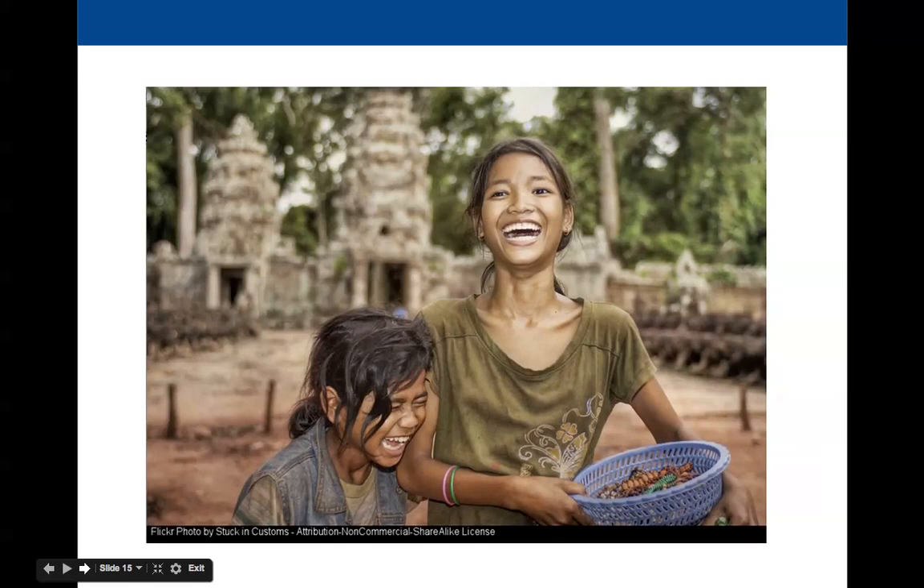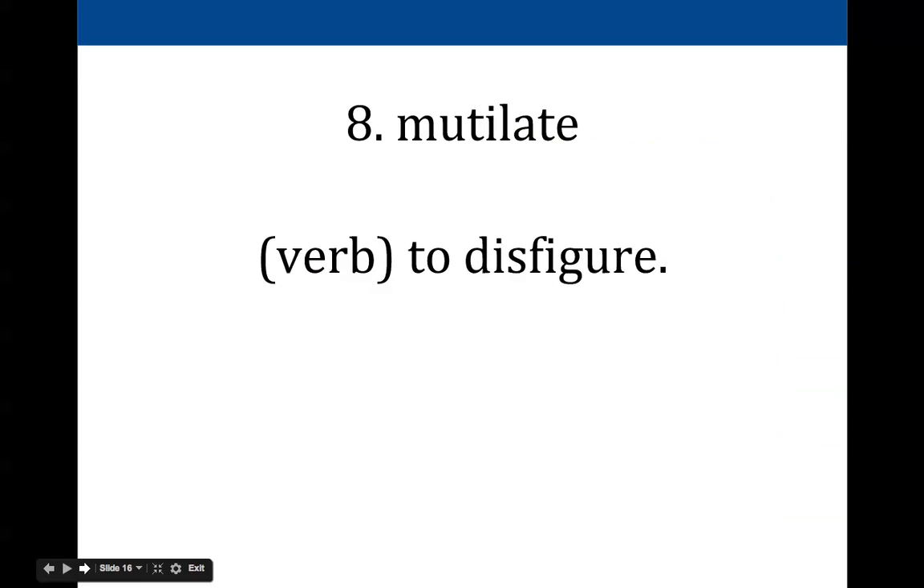And these two girls are laughing, and they seem very jovial as well. So I thought that would be a good example to remember that jovial is a really positive word. It means very merry and happy.